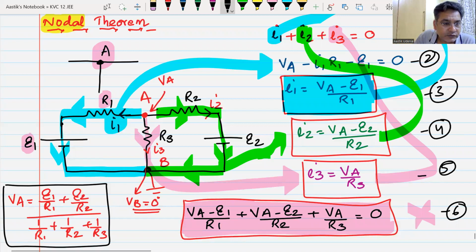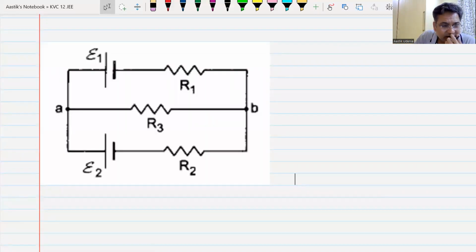This is the question you have to do. This is the question from your favorite book, S.C. Verma, question number 36, Part A. Find the potential difference VA minus VB in the circuit shown in the figure. So now you have 2 minutes, 3 minutes, 4 minutes to solve this question and get the answer.